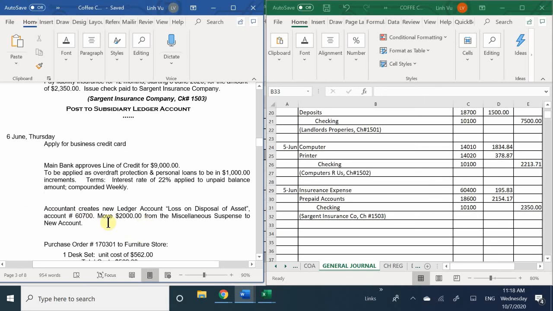What has happened next? Account creates new ledger account, loss on disposal of asset. We created a new account. Correct. Okay, so what does it say? Now that I created a new account, 6,700, right? It's telling me to move the $2,000 from the miscellaneous expense into the new account.